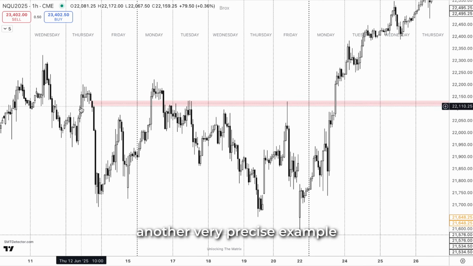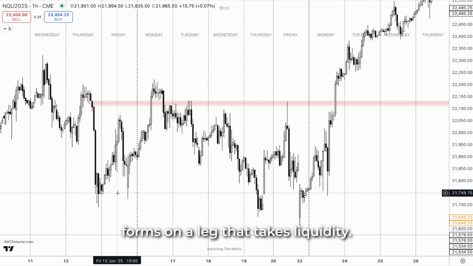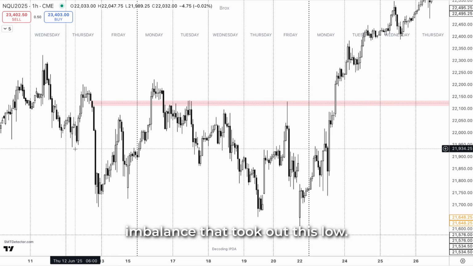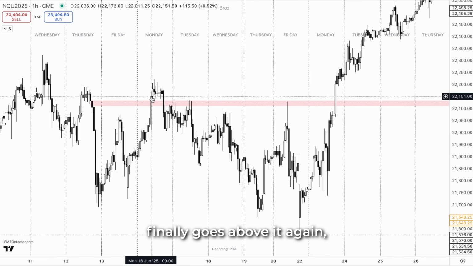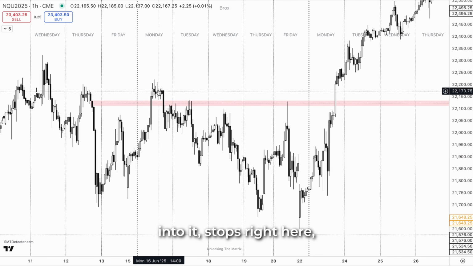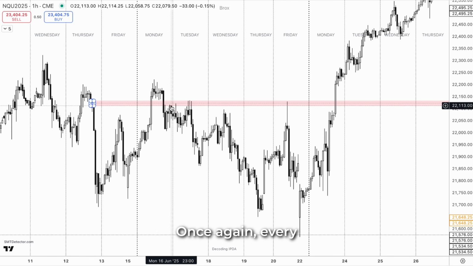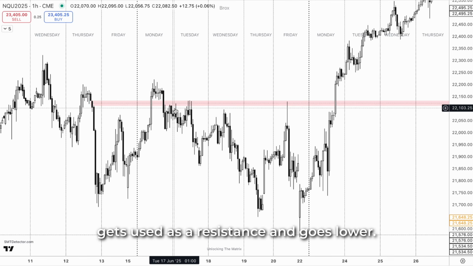Just wanted to show another very precise example and why you use the first imbalance that forms on a leg that takes liquidity. As you can see right here, this up in the left corner, this was the first imbalance that took out this low, right? And so when price finally goes above it again, it does not retrace into it, stops right here, closes below, and uses that resistance once more, goes lower. Once again, every single time, it retraces here, gets used as a resistance, and goes lower.